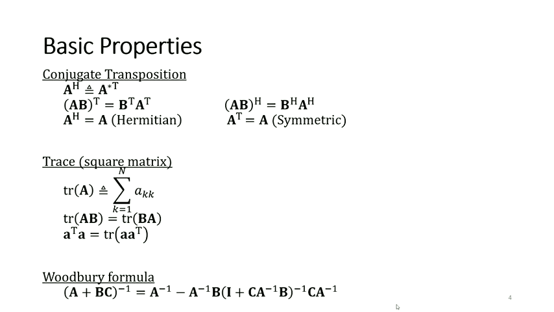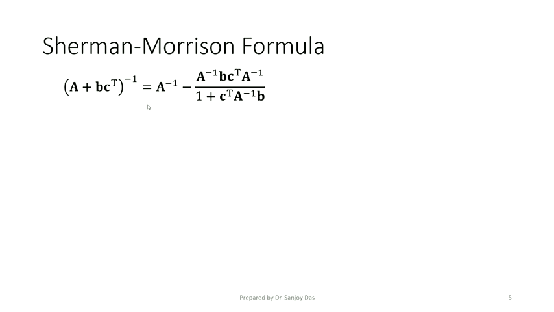This is an important expression, the Woodbury formula. And there's another similar formula, the Sherman-Morrison formula. And now let's try to prove this so that you get an idea of how to deal with vectors and matrices. We have to prove this. Prove that (A plus BC transpose) inverse is A inverse minus A inverse BC transpose A inverse divided by 1 plus C transpose A inverse B.